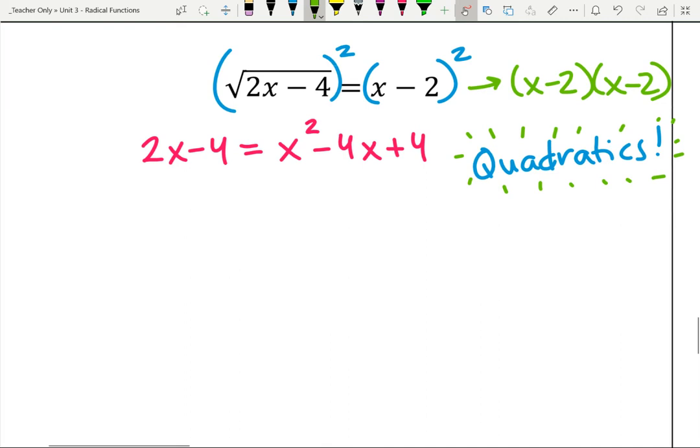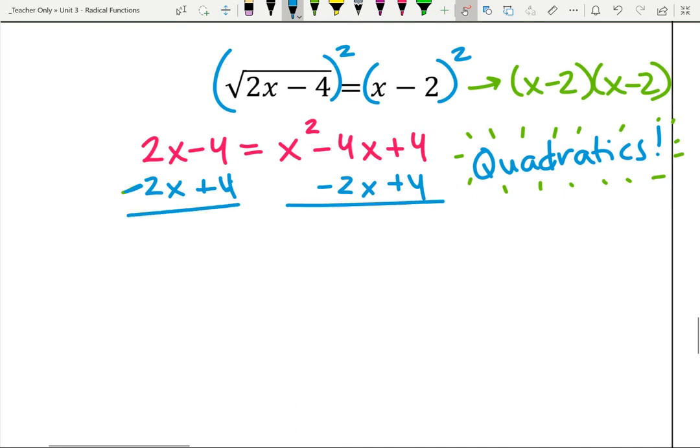We remember we have to have one side completely set equal to 0. So I'm going to achieve that by subtracting 2x from both sides. And in one step here, I'm also going to add 4 to both sides so that that left-hand side is exactly just 0. And on the right-hand side, I get x squared minus 6x plus 8.